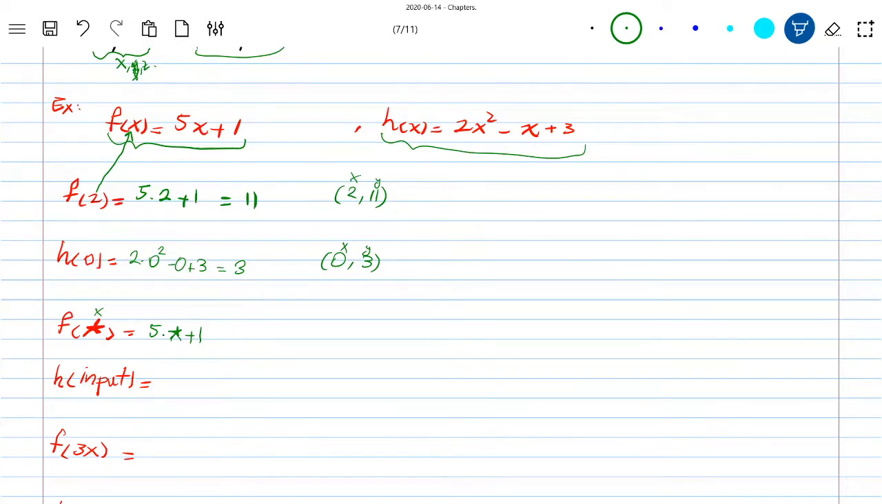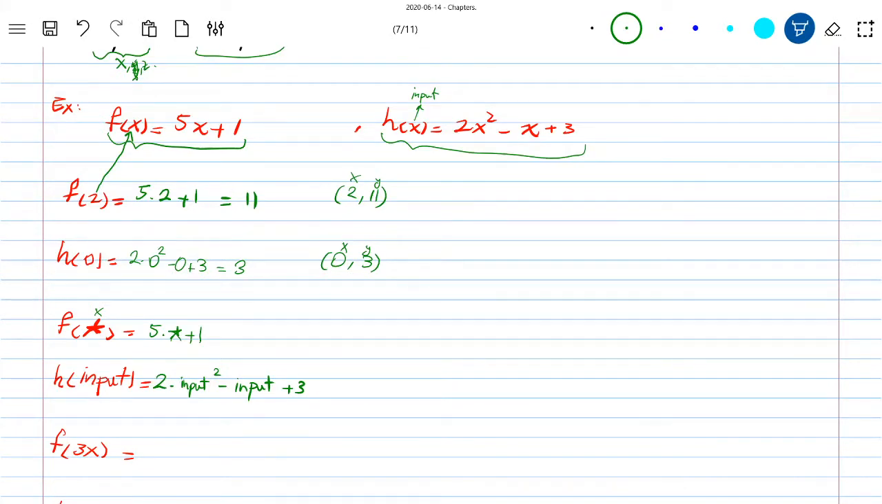How about if they ask you what is h of input? Input into the function h, every time I see x, I'll replace it with input. What do you get? You get 5 times, sorry, not 5, 2 times input squared minus input plus 3. It doesn't really matter what that input is. They give you the input value, you replace it there.